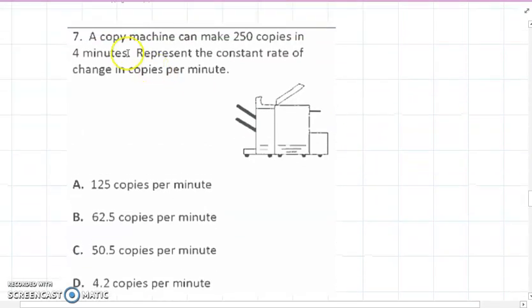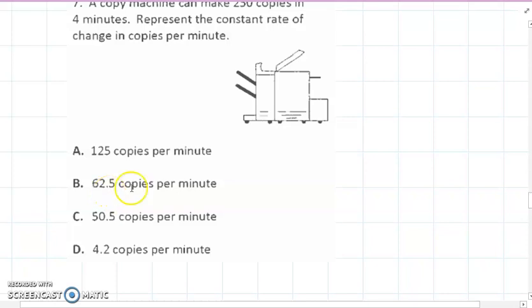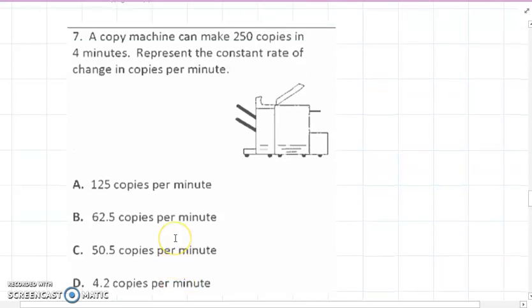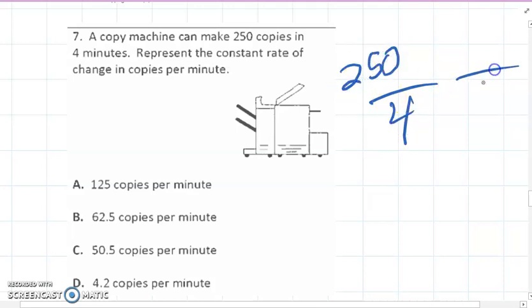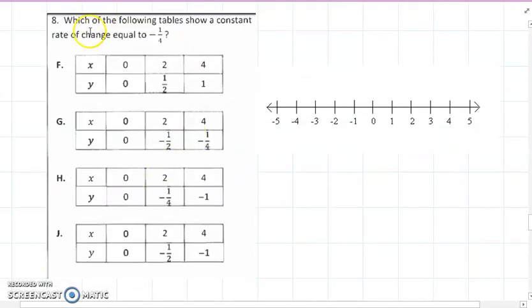Okay, number 7 there. A copy machine can make 250 copies in 4 minutes. Represent the constant rate of change in copies per minute. 125 copies per minute, 62.5 copies per minute, 50.5 copies per minute, or 4.2 copies per minute. Plain and simple, in 4 minutes, you can do 250 copies. How much can you do in 1 minute? And answer the question.